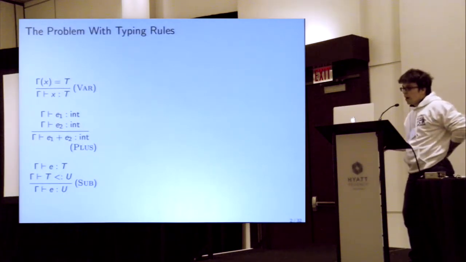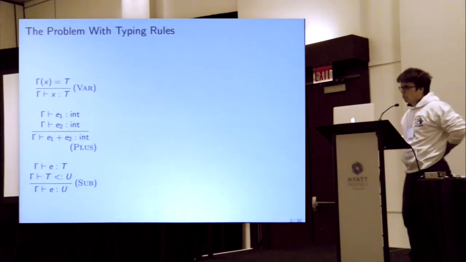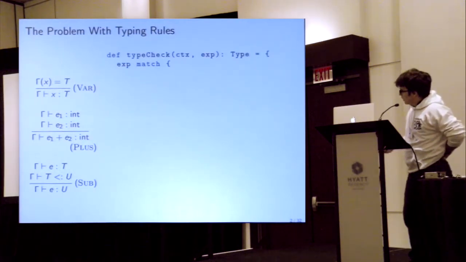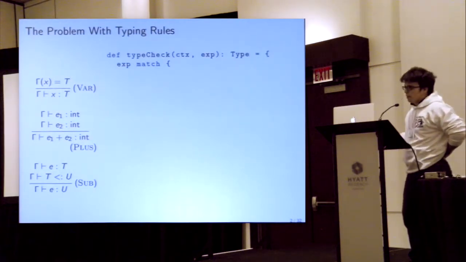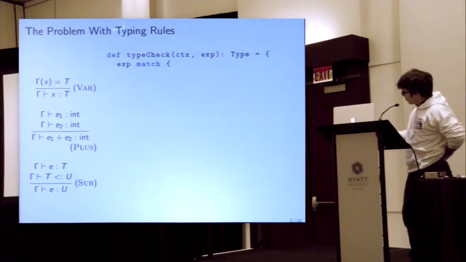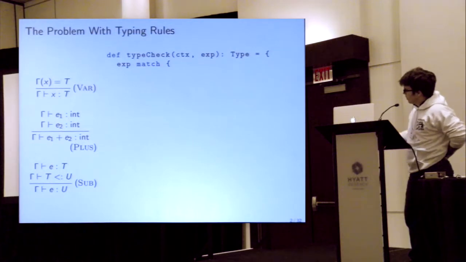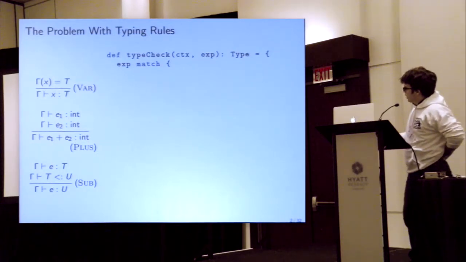And so the exercise that I want to try to go through is to imagine how we would go about implementing these rules in a programming language or with an algorithm. And so a type checker is usually implemented with a big pattern matching expression. So we have our type checking function, and it takes a typing context and an expression, and we're going to pattern match the expression. And let's try to reproduce each of these rules.